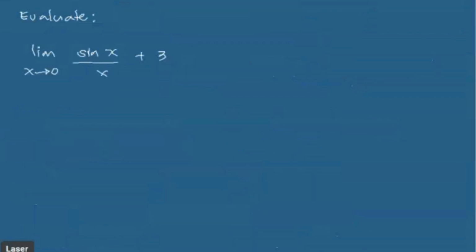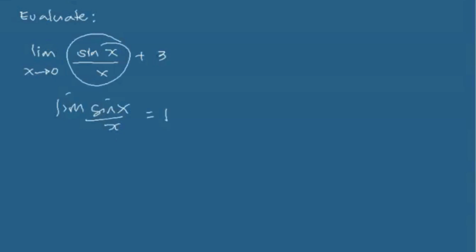Let's do some more examples with these special limits. Let's try this one. Evaluate the limit of sine x over x plus 3 as x approaches 0. Using the special trig limit, we know that the limit of sine x over x is equal to 1. So therefore, this is 1 plus 3. So the answer is 4.